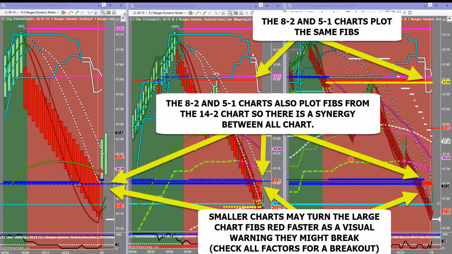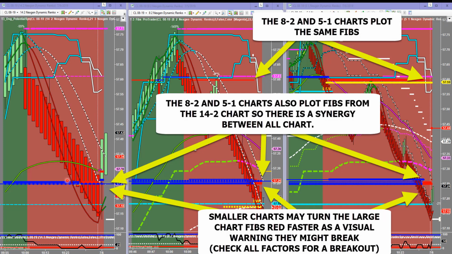Now, on the 8.2 chart and the 5.1 chart, the red and blue Fibonacci's, they're the same. So the same blue fibs are the same blue fibs, and the same red fibs are the same red fibs. Synergy between the two charts is very, very important so you're not confused as to when to get into a trade. Also, the Fibonacci support and resistance that's on the 14-2 chart will also be superimposed on the 8-2 and the 5-1 chart.